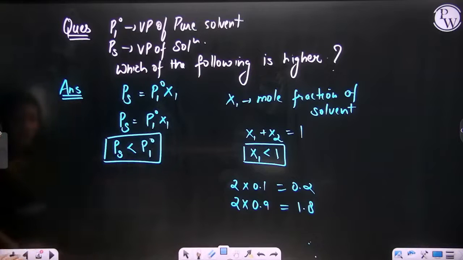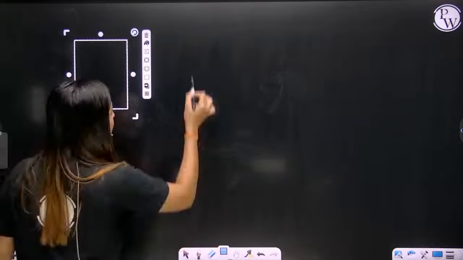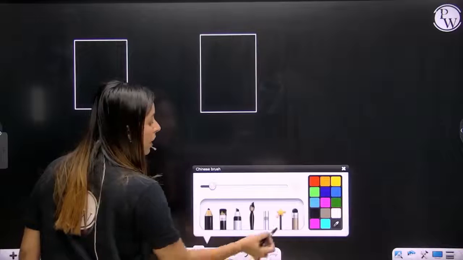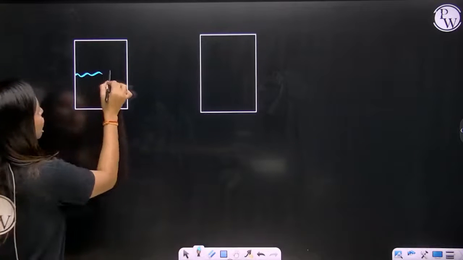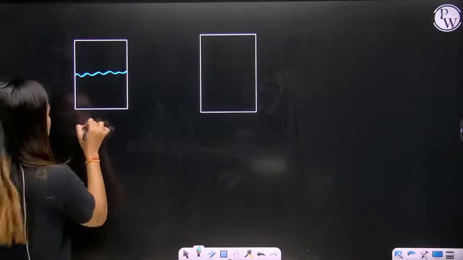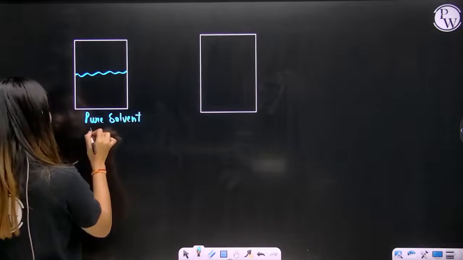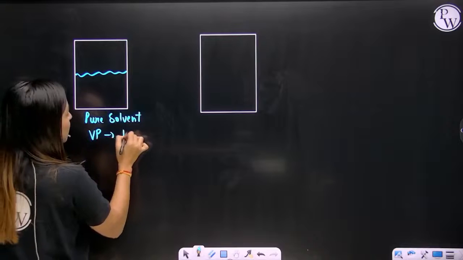Just a second, I'll show you on this page. You have one container here and you have one container here. You have the same type of container. In one container, you have only solvent. This is your pure solvent. If you have a pure solvent, then you can say that the vapor pressure here will be P1 naught.